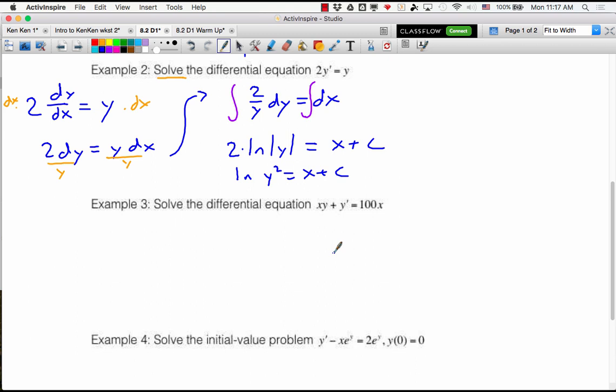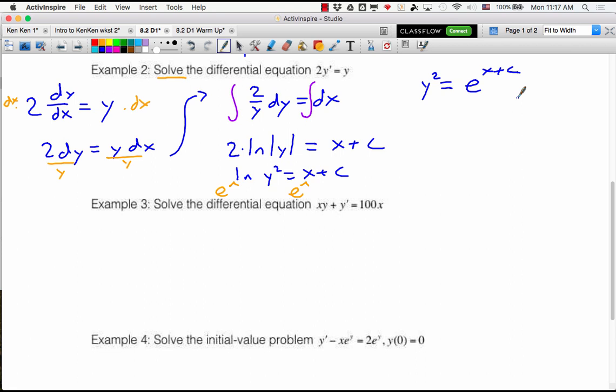Okay, how do we isolate the y squared? Yeah, exactly. Exponentiate. So you do e to this power, e to this power. Now here's something that's kind of exciting. y squared equals e to the x plus c. Now I want to share something with you that is of utmost importance.